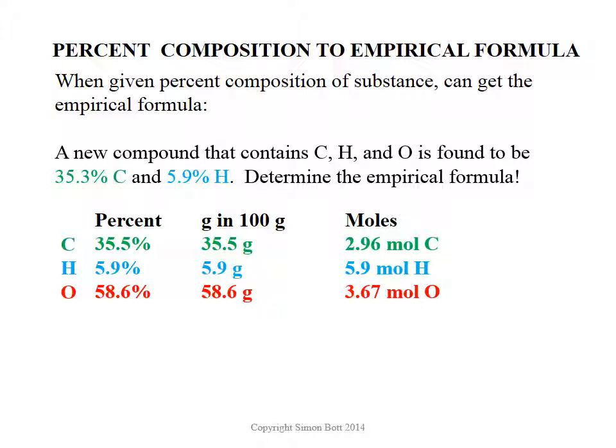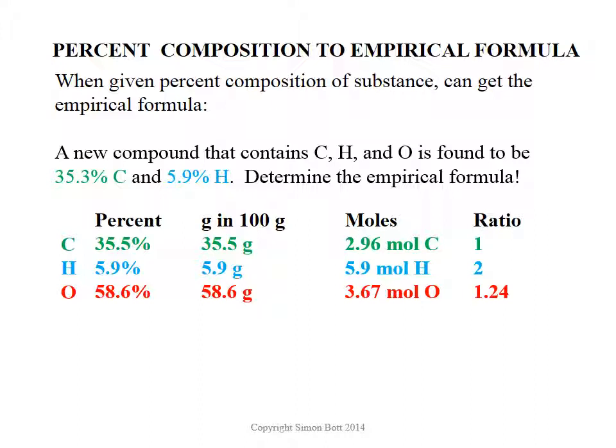And so the ratio between these moles, which is going to be the empirical formula, well, this is not quite as easy to see as it might be, but if we divide everything through by 2.96, we find that there's 1 carbon to 2 hydrogens to 1.24 oxygens.